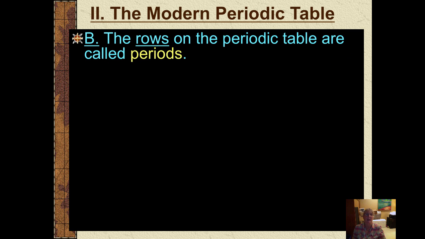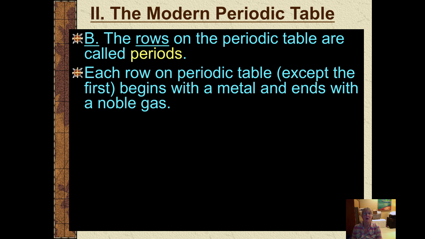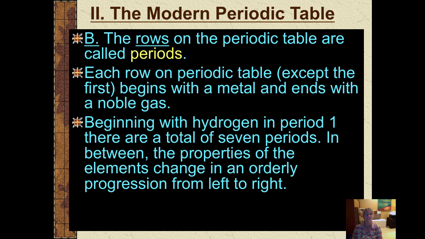The rows on a periodic table are called periods. Remember, the word periodicity means regularly repeating patterns in the physical and chemical properties of the elements. These rows all begin with a metal on the far left and end with a noble gas, except for, of course, the first row, which just has 2 gases, hydrogen and helium. So there are a total of 7 periods, and in between these periods, the properties of the elements change in an orderly progression from left to right.